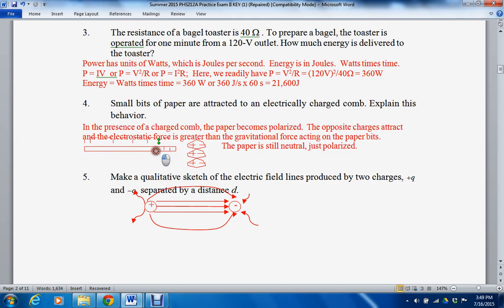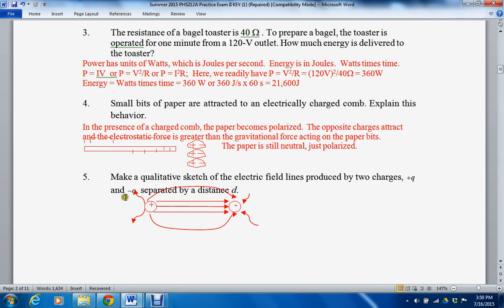Nominally, what would then happen is they would pick up some of those negative charges, and then they would be repelled again. You don't often get to see the whole thing taking place there, but that's the idea: the paper becomes polarized. If it's polarized, it's attracted, and we actually see it jump and attach to the comb because it's tiny and light.